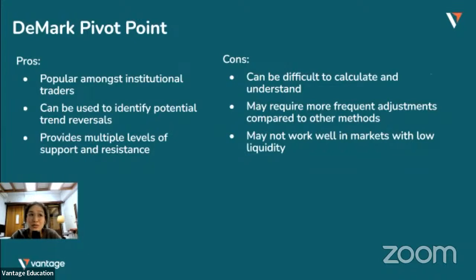So we have the DeMark pivot point, popular amongst institutional traders. It can be used to identify potential trend reversals, and it also provides multiple levels of support and resistance. Cons, difficult to calculate and understand, may require more frequent adjustments compared to other methods, and it may not work as well in markets with low liquidity.